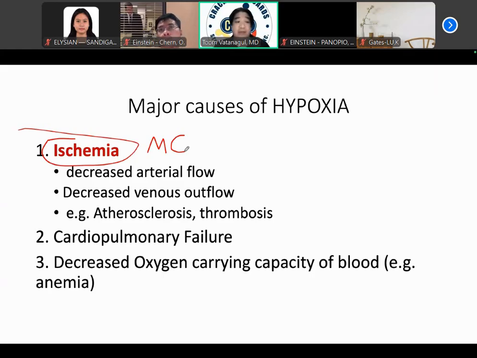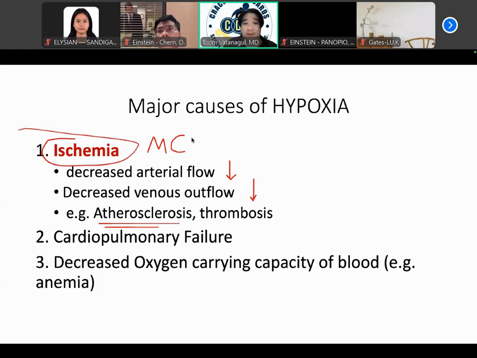So when you say ischemia, it simply means the arterial blood flow is decreased. Venous outflow can also be decreased. And what is responsible for causing ischemia? Number one cause is atherosclerosis. Okay. Atherosclerosis is the most common cause of ischemia.